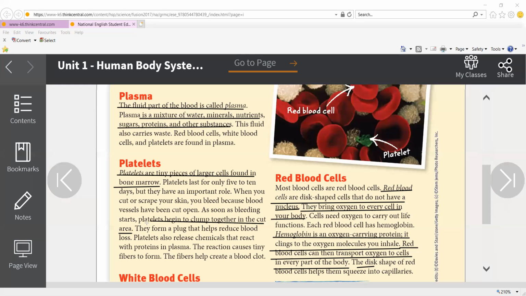Once I have a cut, first of all it bleeds, and then after some time the platelets begin to clump. They become like thick blood. Did you ever observe? Sticky and thick. First it bleeds, and after that it becomes thick blood because platelets clump together to reduce the blood loss. And these fibers help the blood to clot.